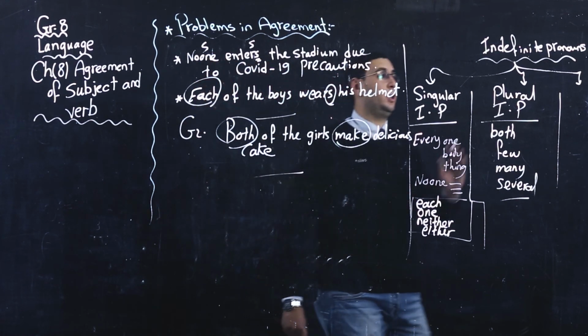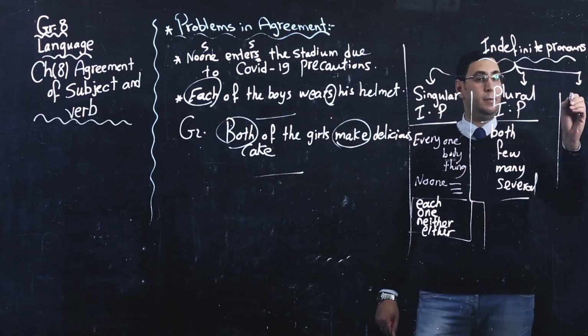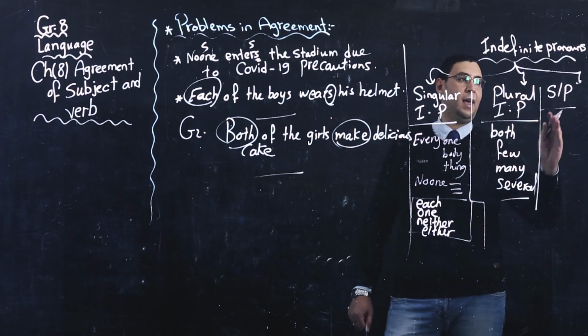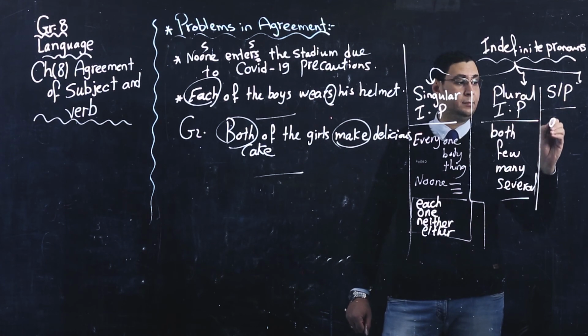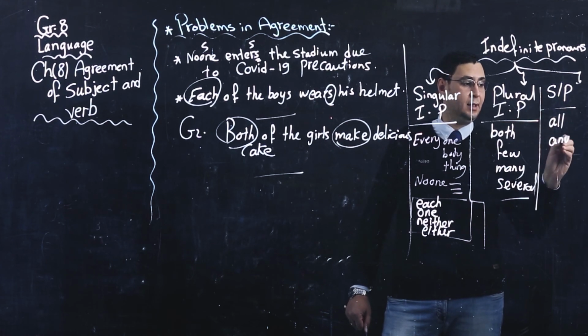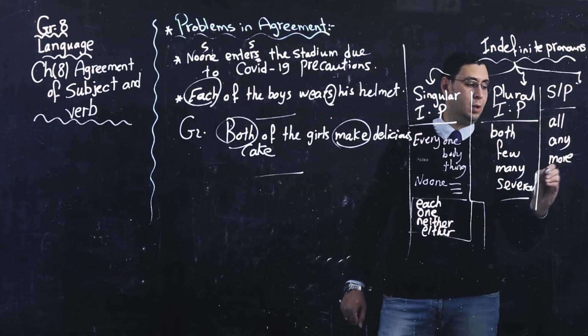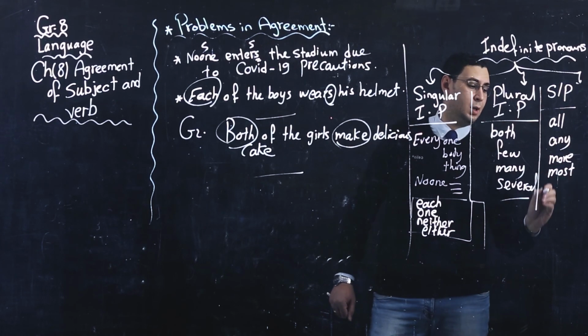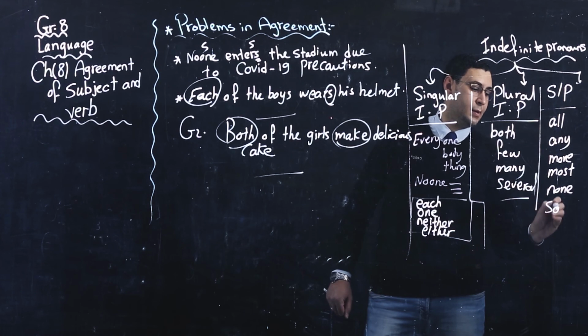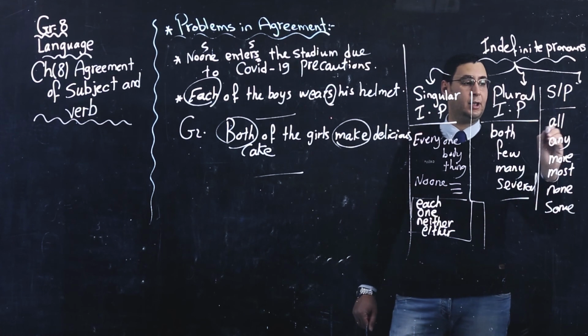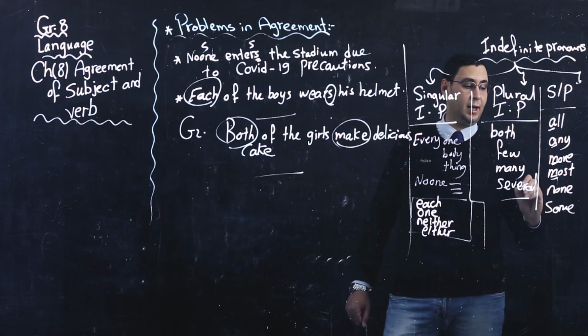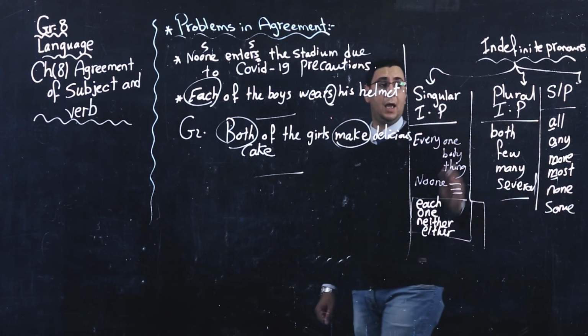The troublesome third indefinite group, which could be singular or plural. We have here 6 troublesome indefinite pronouns that could be singular or plural. All, any, more, most, none, and some. You can find that 2 of them start with letter A, 2 with letter M, and none, some. But how could I decide?